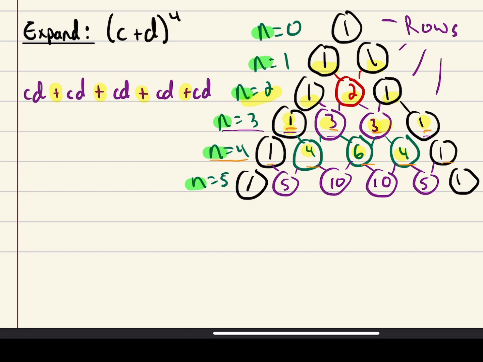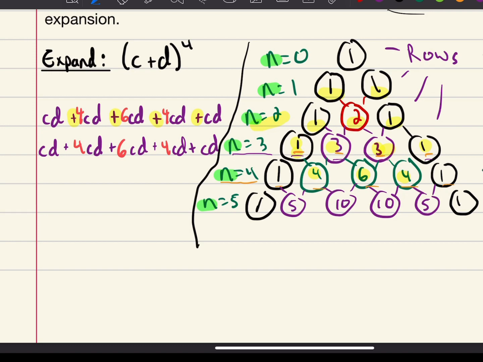So now, just like in the previous example, we're going to insert the coefficients that it shows us. The first one has a coefficient of 1. The second set has a coefficient of 4. The third set has a coefficient of 6. And then it's 4 again, and then 1.